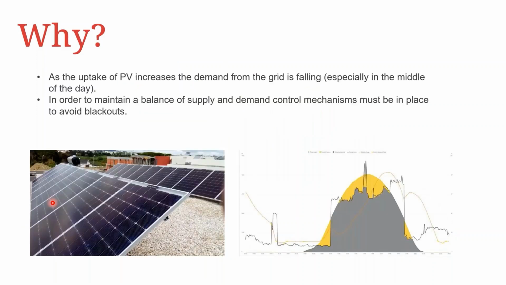So you or your customers might ask, what is this and why is it in place? The simple answer is that network operators need to maintain a balance of supply and demand for electricity. As the level of rooftop solar has increased, this has led to a surplus of supply, especially during the middle of the day. And this imbalance of power can cause blackouts, which we all want to avoid.